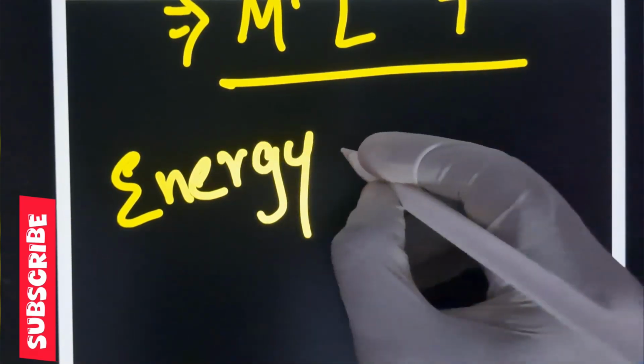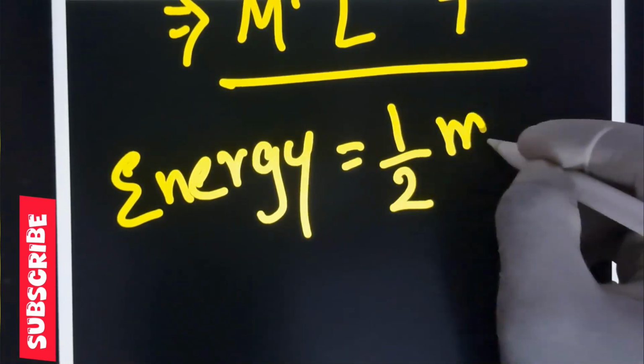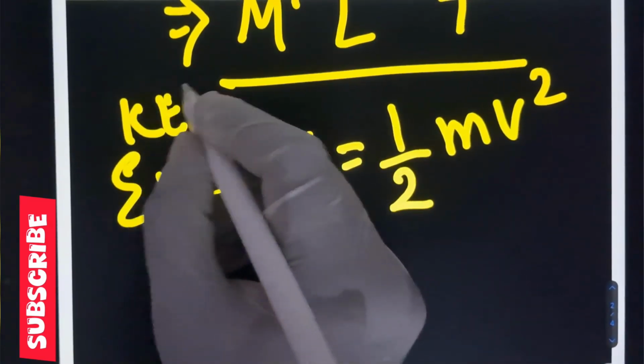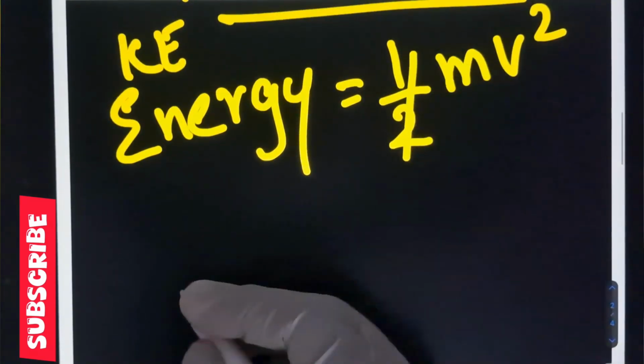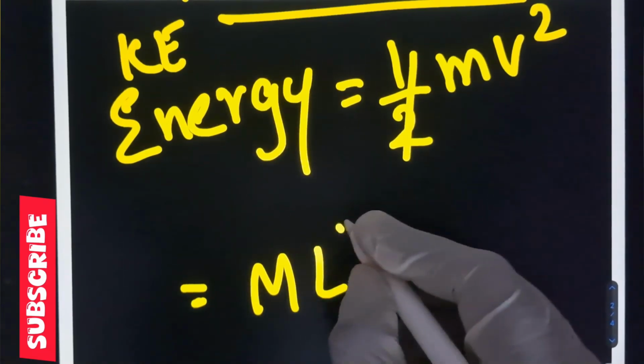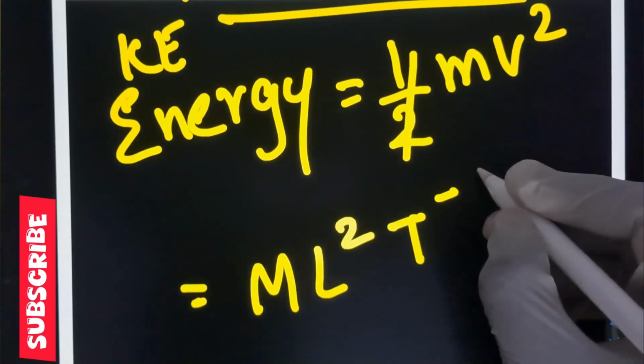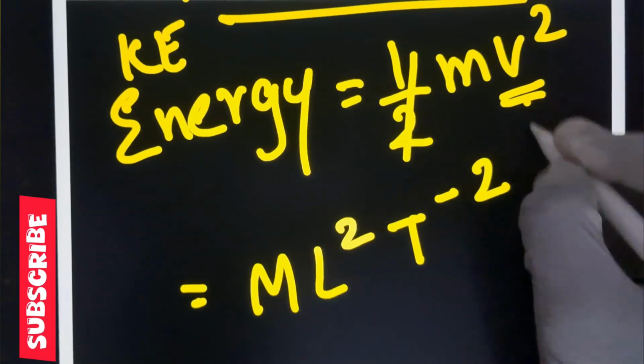Let's suppose we take the kinetic energy formula, half m v square. It is the kinetic energy formula. So here velocity we represent as L t power minus 1. So velocity square, so m L 2 t power minus 2.